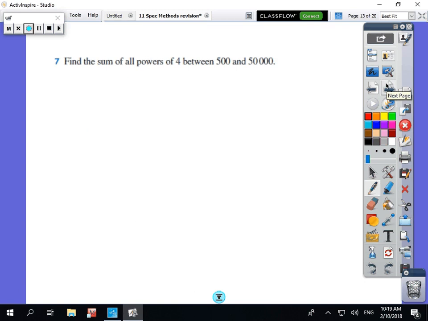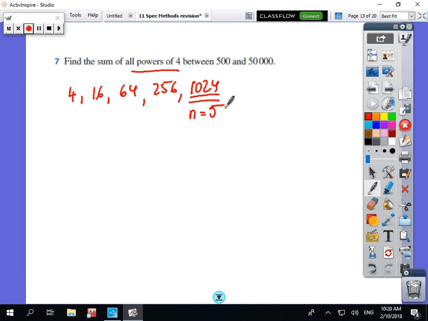Okay, next question. Got another 7 pages to go. Find the sum of all the powers of 4 between 500 and 50,000. Okay, so powers of 4, so we've got 4, 16, 64, but we have to work out what the first number is going to be. So 256, then multiply, so that's 1024. So the first number is going to be 1024, which will be 1, 2, 3, 4, 5. So n equals 5.